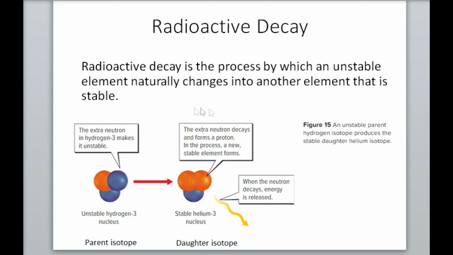And as you can see here, it's got a little definition of what radioactive decay is. It's the process by which an unstable element changes into another element that is stable. So in this case, helium-3 is more stable than hydrogen-3. Okay, we're going to look at this process in a little bit more detail right now.